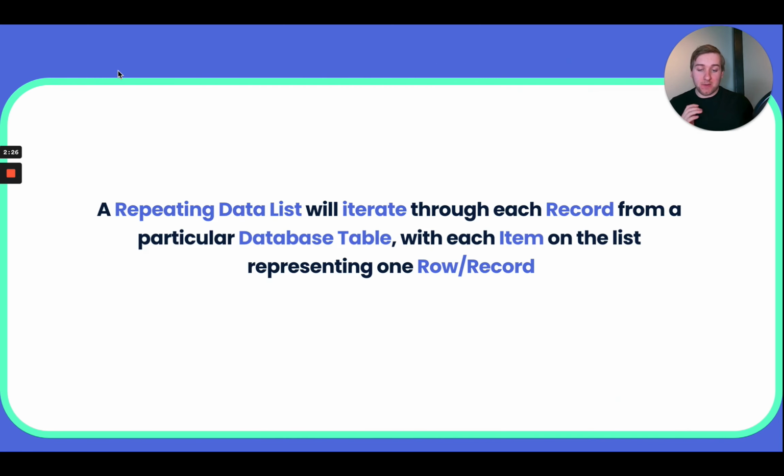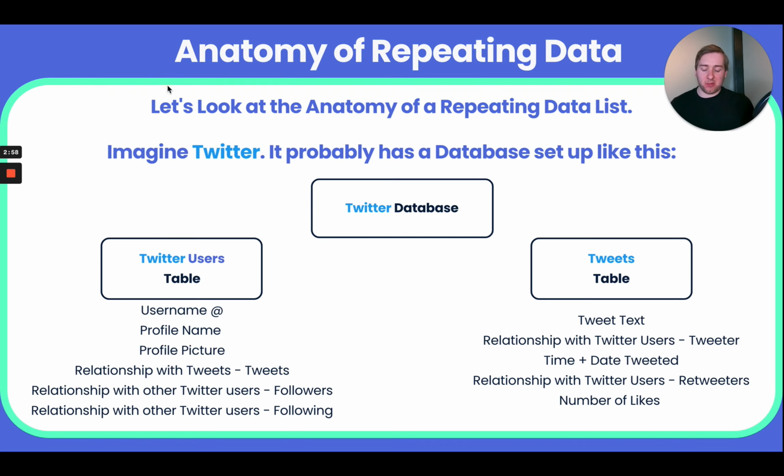They are everywhere. And so what a repeating data list does is it iterates through every record from a particular database table, and then for each record it creates an item visually on the list. So if you wanted to show a list of users and you have got a users database table, then you would use a repeating data list and it would just go through every single user, and all of that information from each record is available for you to do with whatever you like as a variable.